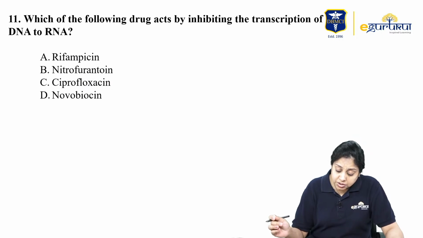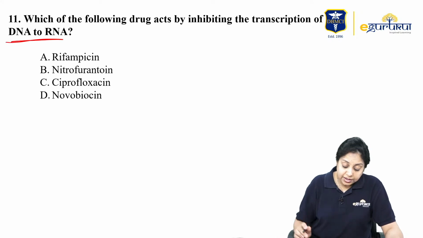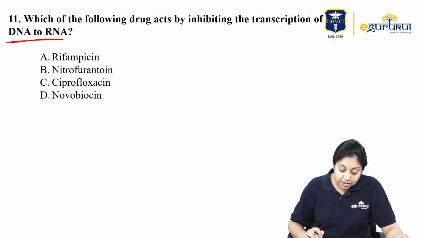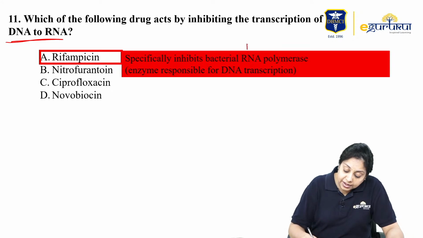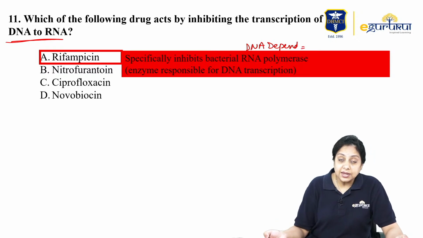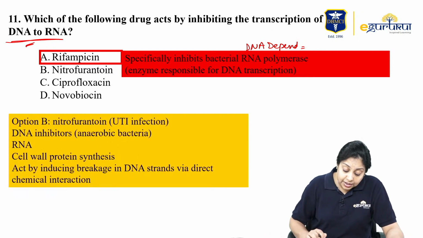Which of the following drugs inhibits the transcription of DNA to RNA? Rifampicin, nitrofurantoin, ciprofloxacin, novobiocin. Answer is rifampicin, right? Rifampicin inhibits the DNA dependent RNA polymerase, right? And that enzyme is doing the DNA transcription. So you are not making the RNA from the DNA.